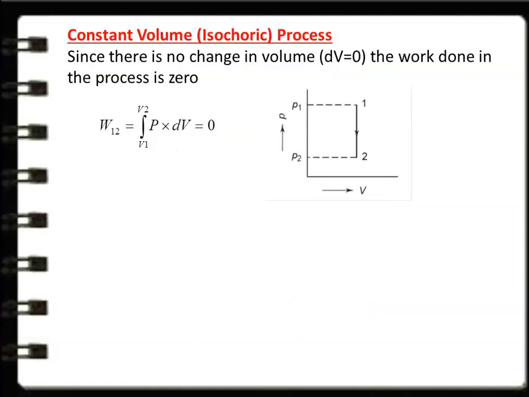And the constant volume process, the isochoric process. There is no change in the volume, so we get a vertical line. As there is no change in the volume, work done during the process is equal to 0.